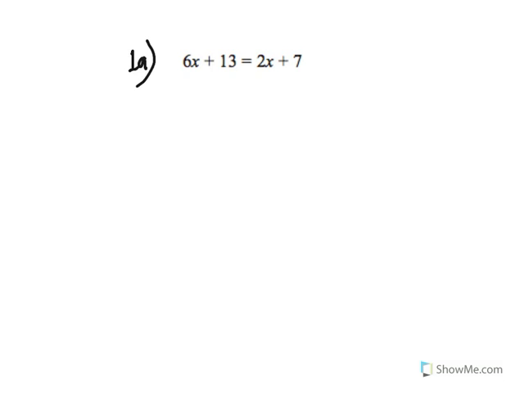Alright, so for question 1A it starts easy. You're just being asked to solve for x. Now first of all, to solve for x, we need to get all the x's on one side and all the numbers on one side. So how do we do this?